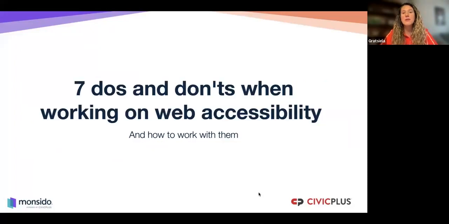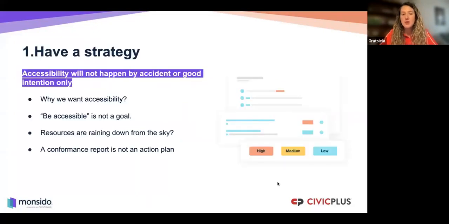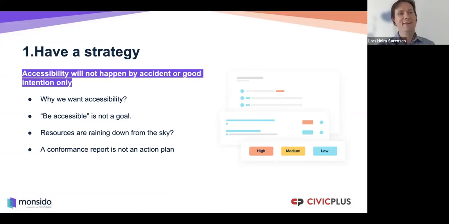So let's step into the 7 do's and don'ts when working on web accessibility, and also what our recommendations are for how to work with them. The first one is to have a strategy. Accessibility won't happen by accident or good intention only. So maybe Lars, you can give your thoughts. I'm going to say something about that one.